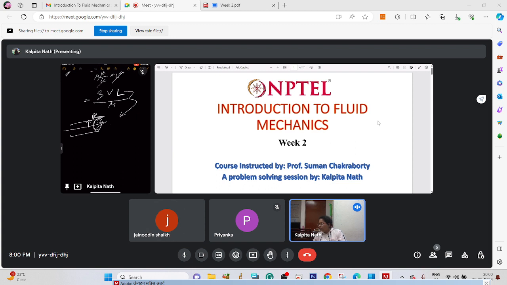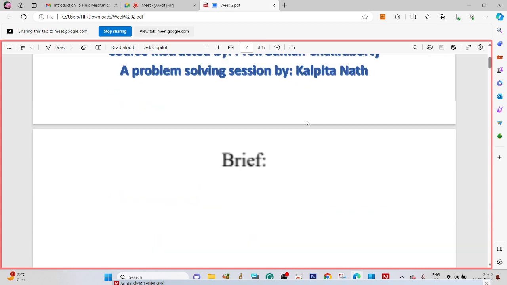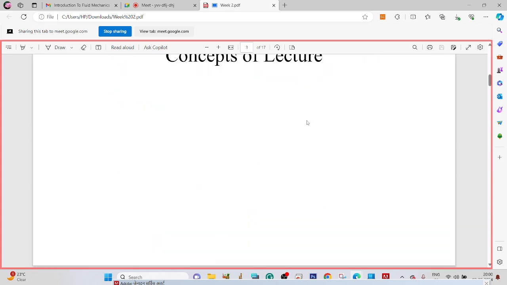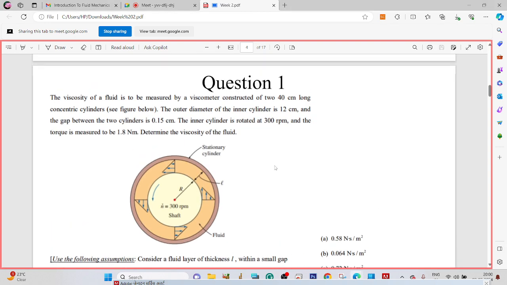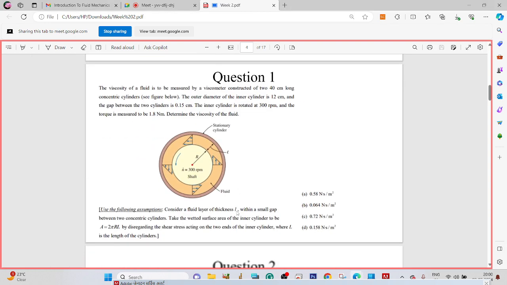Okay. Now let us move to non-Newtonian fluid. I don't think I'll go into too much detail on that. So let us go to today's problem solving session. First question, let me go to the first question. Is the question visible? Just one second.